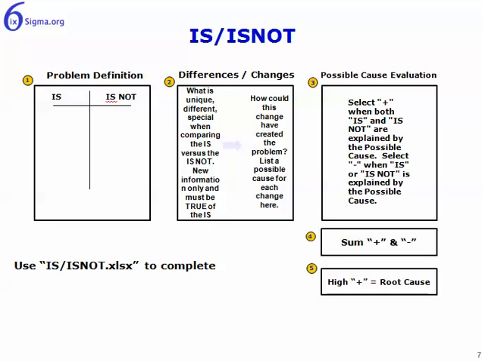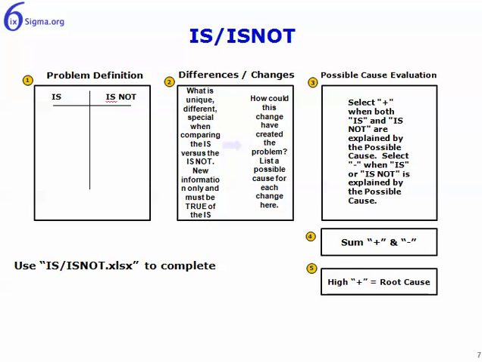And then once we do that, we want to score them, as it were, using a plus and minus system. So we want to assign a plus when both the IS and the IS NOT are explained by the possible cause. So here's a possible cause, and that seems to explain why customer A is having the problem and why customer B is not having the problem. And we go through all of those possible causes, and then we just do a simple sum. And the sum is a sum of the pluses and the minuses. And then where we've got a high count for the pluses, that is a potential root cause.